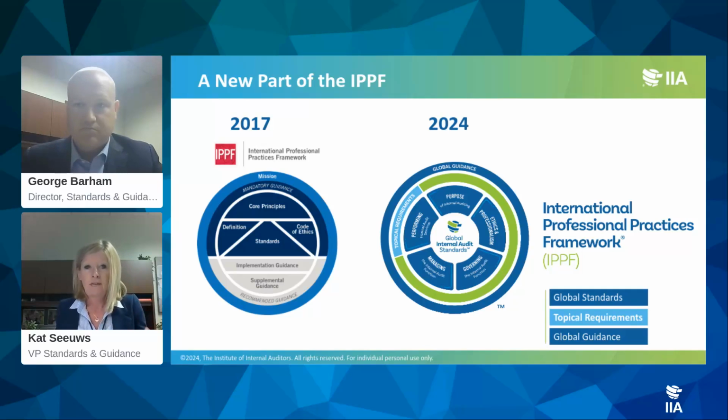And then we have that outer circle, which is the global guidance that is currently being updated to reflect the new standards. This includes our GTAGs, our global technology audit guides, and our practice guides. And then we have that new part in the middle, the topical requirements. These requirements are linked to the standards and contain mandatory elements on the same level as the standards, along with supplemental guidance.